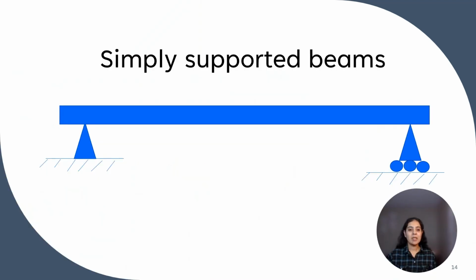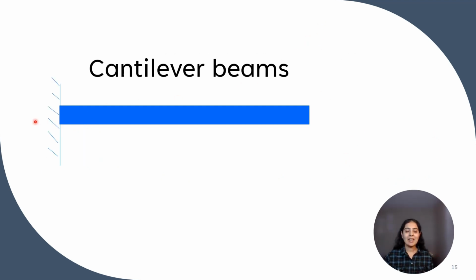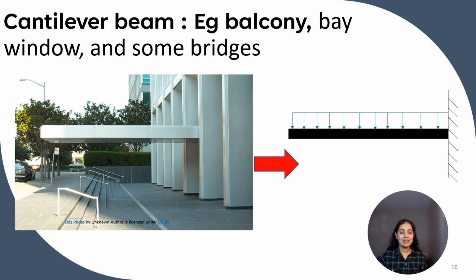Simply supported beams. In this, one end of the beam is pin supported and the other is roller supported. Cantilever beams. In this type of beam, one end is fixed supported and the other end is free. A practical example of this beam is our balcony. This is a cantilever beam example. Examples: balcony, bay window and some bridges.